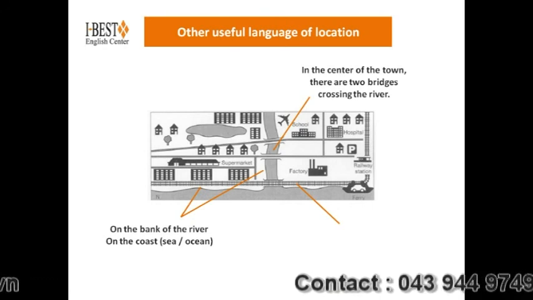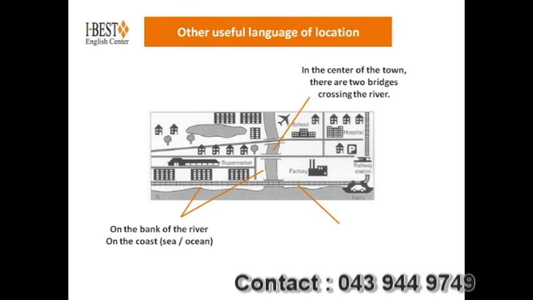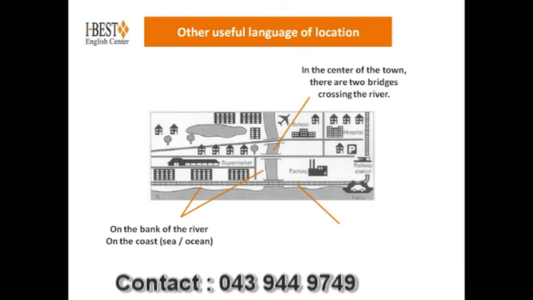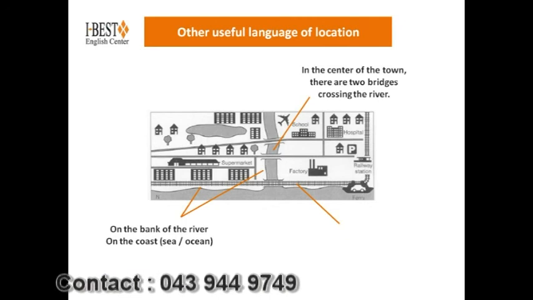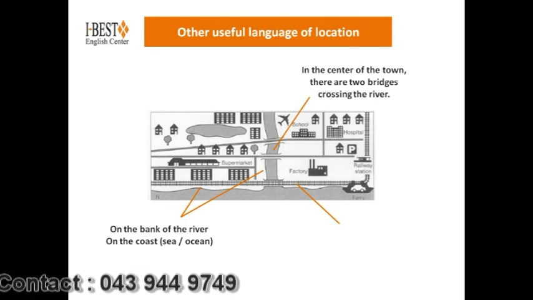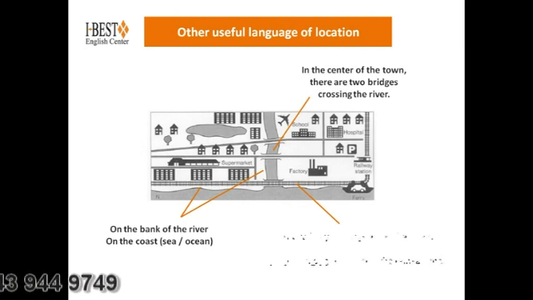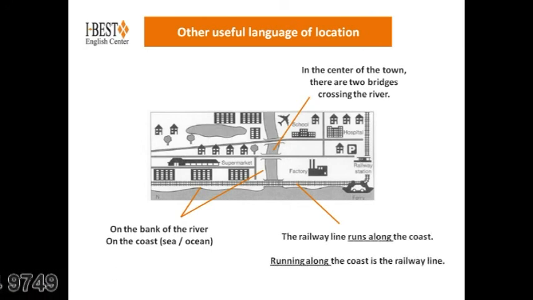On the coast. This is not the same as a beach. A beach normally has sand. This only indicates the edge of the sea. On the coast. And the last example. The railway line runs along the coast.